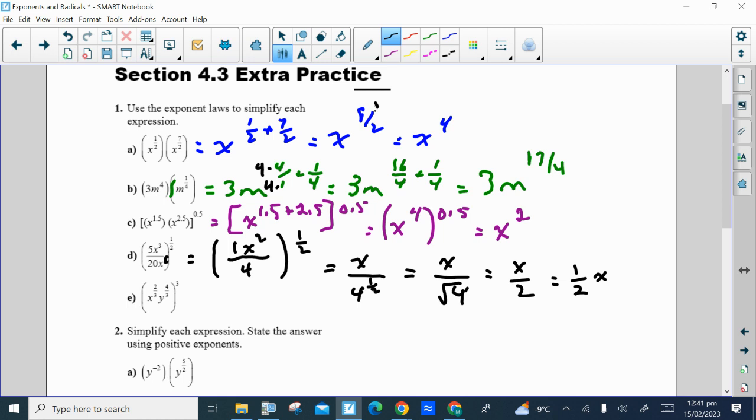It's the same thing, and here's the reason why. If you make that x a fraction by going x over 1, and you multiply top times top, bottom times bottom, you will get x over 2. They mean the same thing.